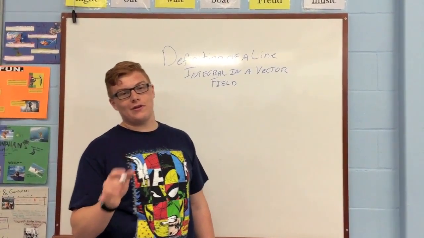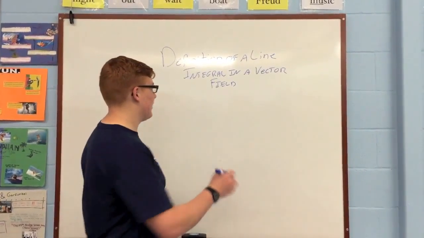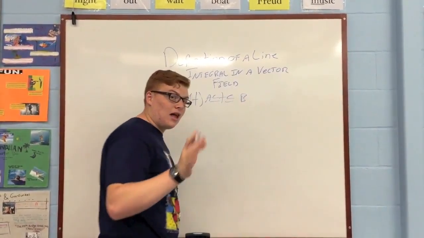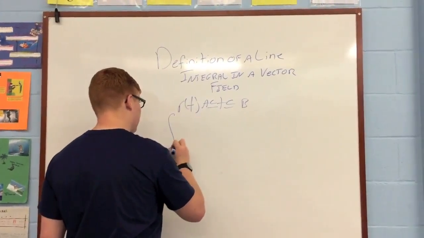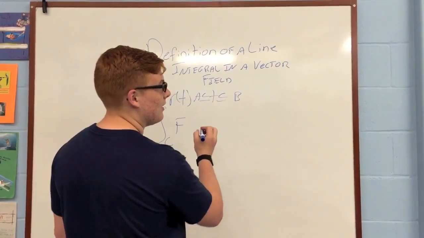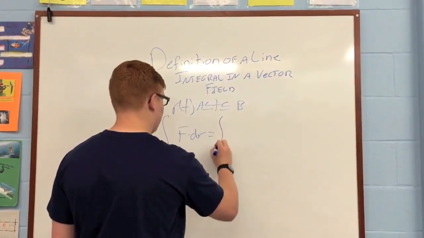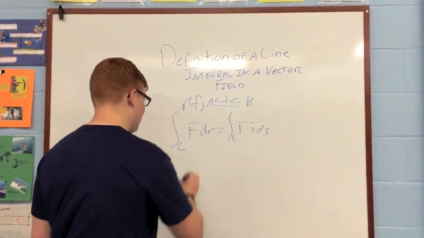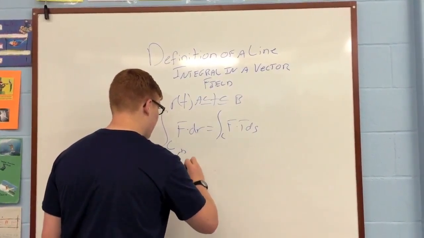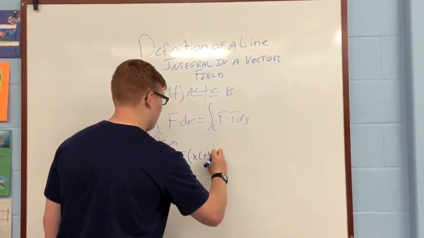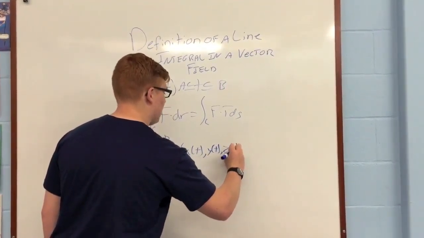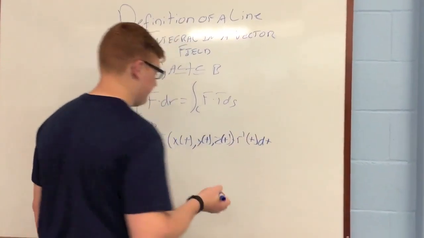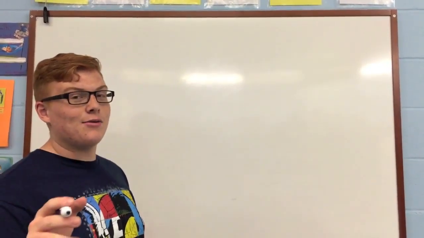So now let's let F be a vector field defined along a smooth curve C, where C is given by r(t), where t is in between a and b. The line integral is then defined as the integral along C of F dot dr, which is equivalent to the integral along C of F dot T ds, just like the example before, and that is finally equal to the integral from a to b of F(x(t), y(t), z(t)) dot r prime of t dt.